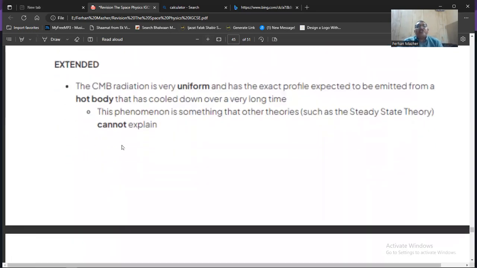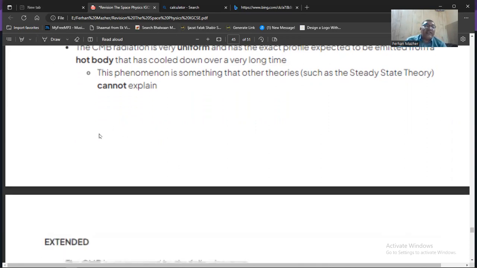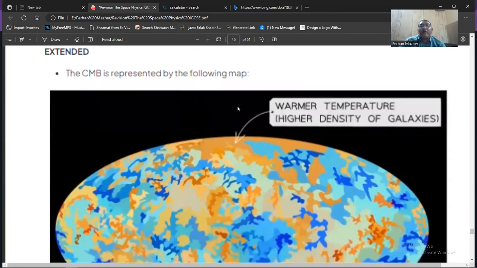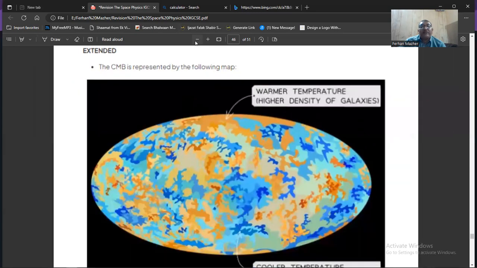The CMB radiation is very uniform and has the exact profile expected to be emitted from a hot body that has cooled down over a very long time. This phenomenon is something that other theories such as the steady state theory cannot explain. So here we have the CMB represented by the following map. Let me reduce the size so you can see.